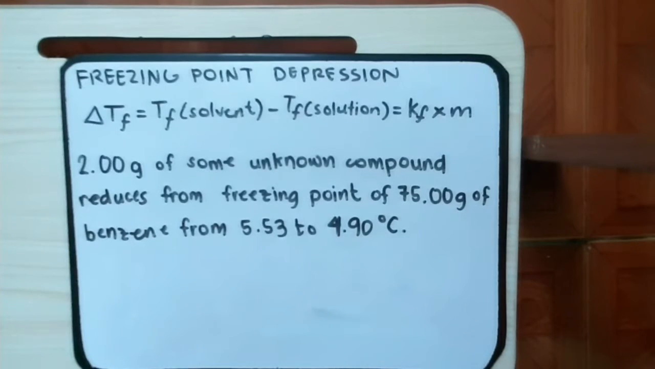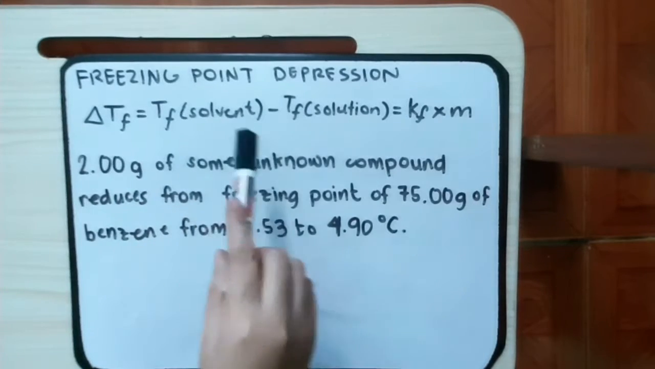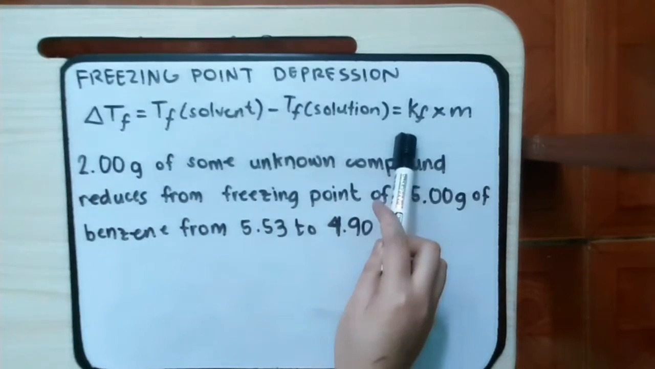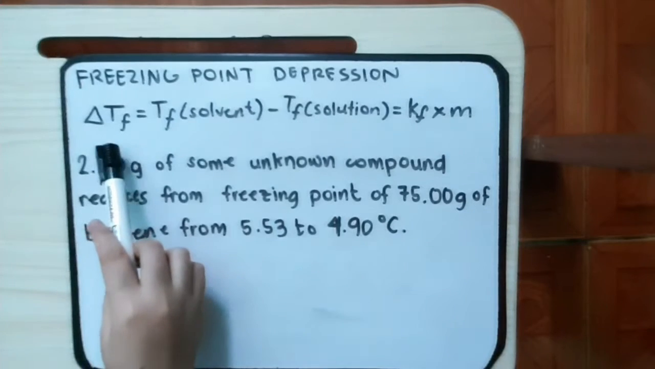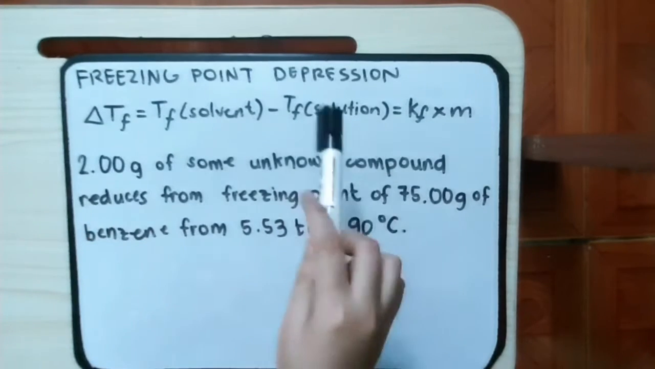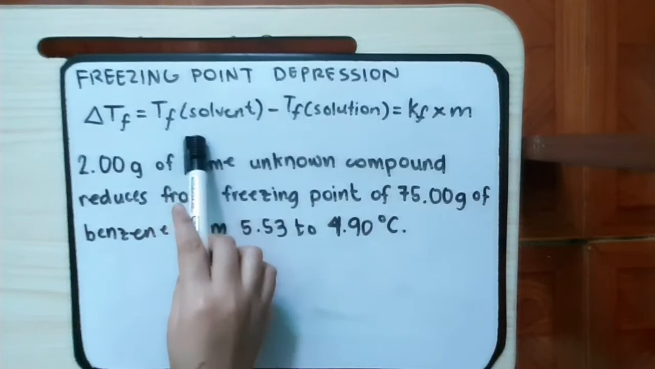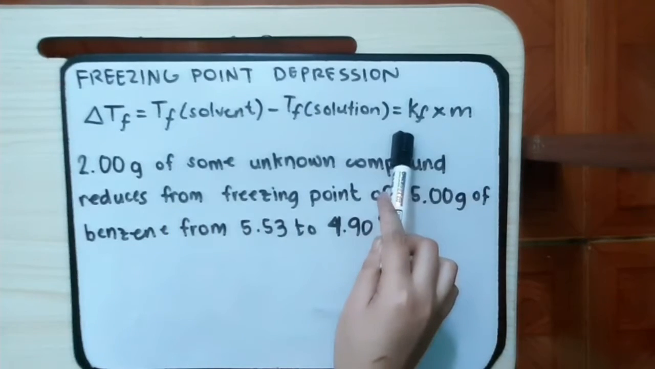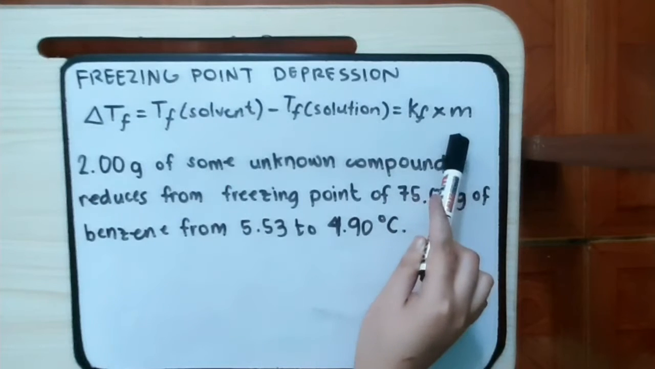So we have freezing point depression, denoted by the formula delta TF is equal to TF solvent minus TF solution, which is equal to KF times M. Here delta TF is the freezing point depression, TF solution is the freezing point of the solution, TF solvent is the freezing point of the solvent, KF is the freezing point depression constant, and M is the molarity.